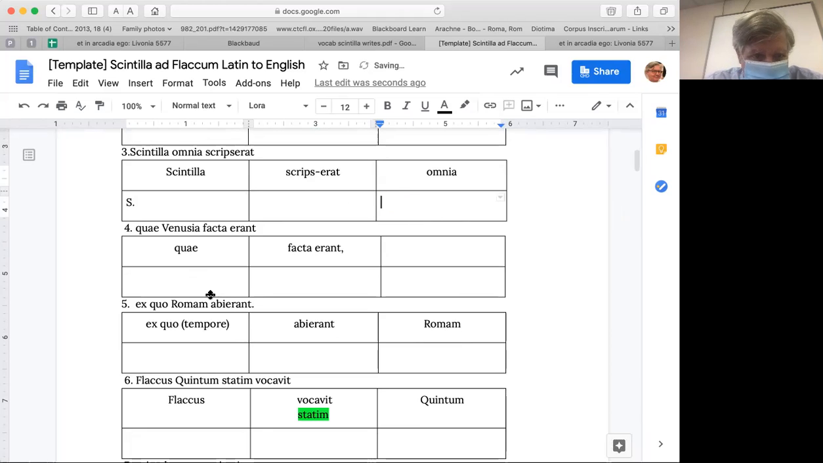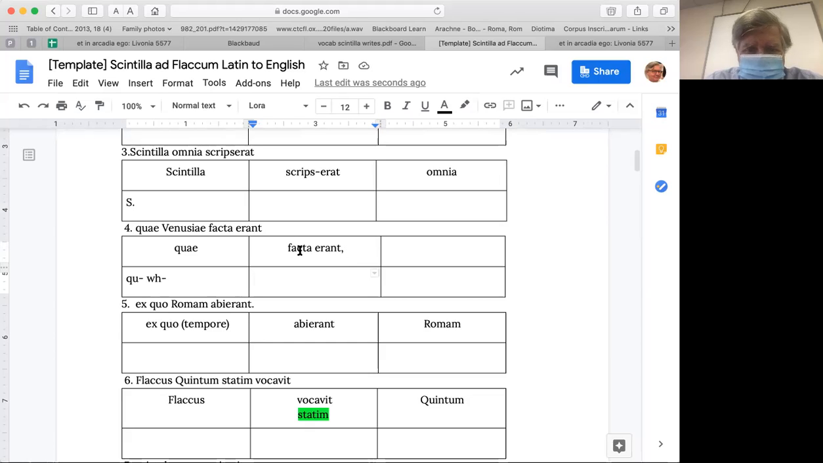could say. Quae Venusiae facta erant. So with a word, a sentence that begins with a QU word like that, that always has to come first because it's a clause starter. Same as WH words in English are, like who, what, where, when, like that. So translate that first. This refers to omnia, omnia quae, and then what had been done, facta erant.